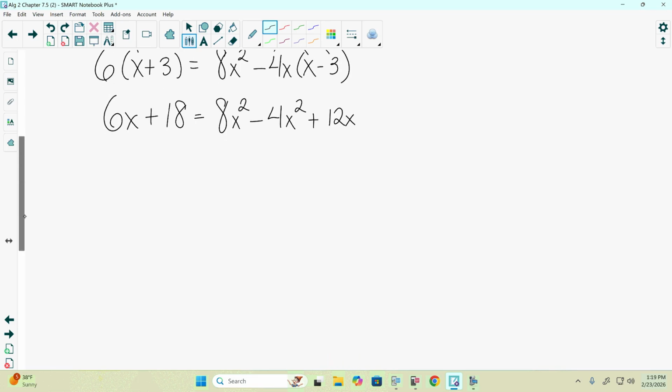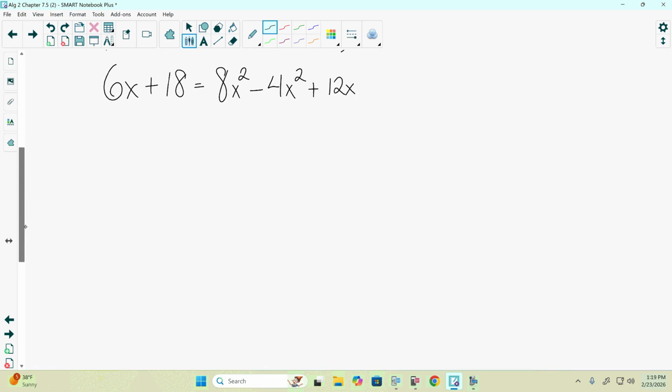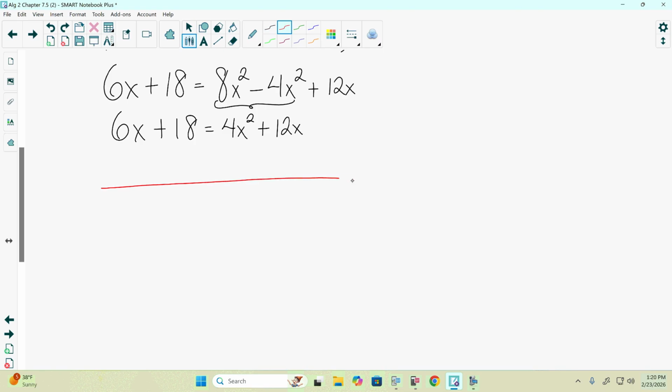Now, since we do have quadratic terms, we have those x squared terms, we're going to need to get this equation equal to 0. But before we start doing that, it is going to be helpful to combine like terms. So our 8x squared minus 4x squared, our 8 minus 4 is going to give us 4. So we have 6x plus 18 is equal to 4x squared plus 12x.